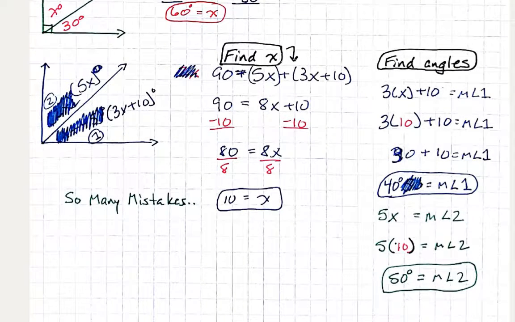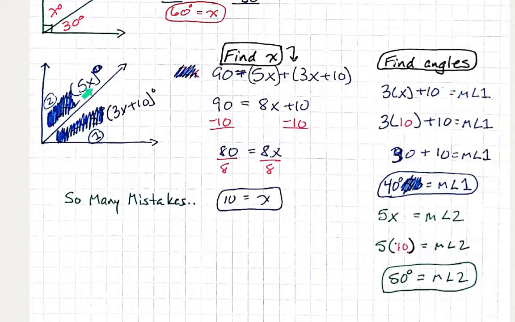Moving on down, we have this one here. So many mistakes. I royally screwed this up, I was writing stuff all over the place. But I have angle 1, and it has a measure of 3x plus 10 degrees, and I have angle 2, and it has a measure of 5x.